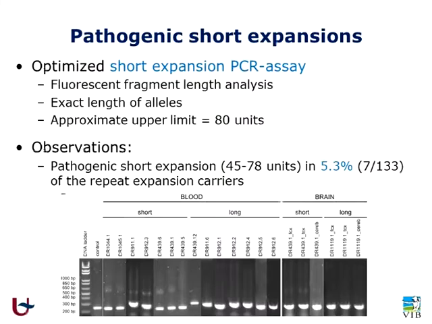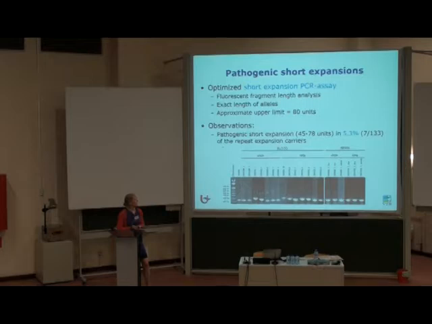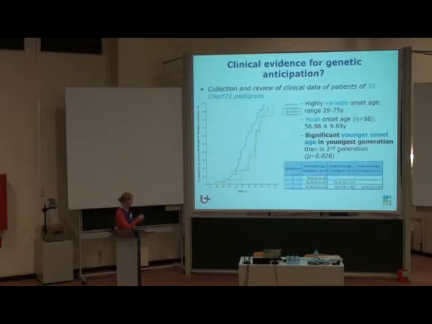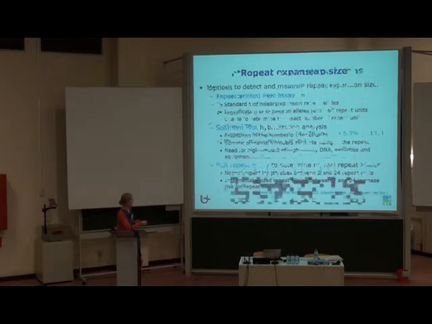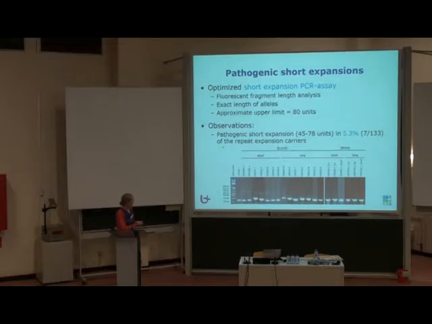And we observed that in about 5% of our repeat expansion carriers, there was a pathogenic short repeat between 45 and 78 units. As you can see here in the figure below, the lower strong bands indicate the wild type allele, and then there is a weaker upper band, which represents the short pathogenic allele.